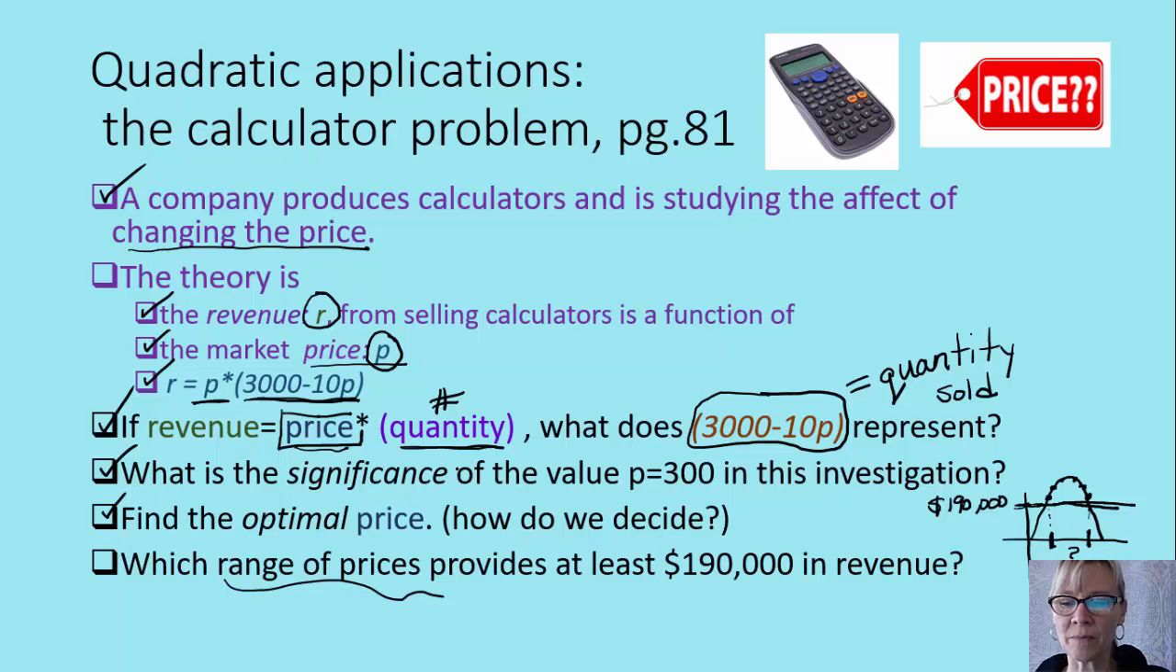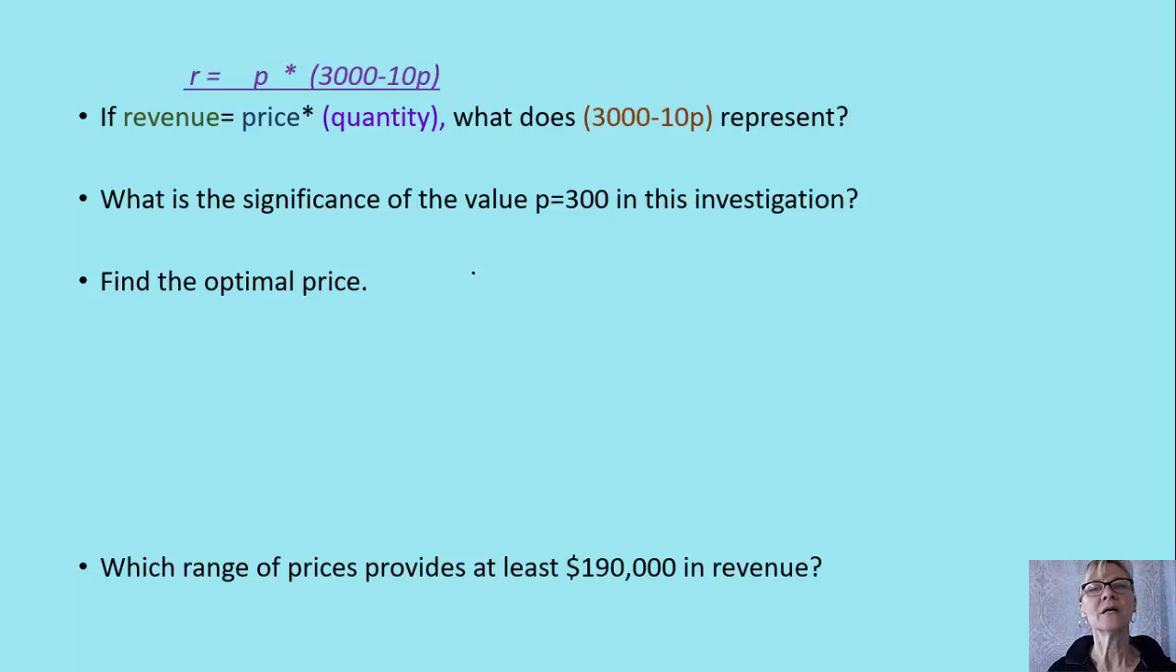Okay, let's look at these in more depth. All right, so we already figured out that if R equals P times that interesting expression in the parentheses, since R is revenue, P is price, and you're supposed to multiply price times quantity to get total revenue, then this is the quantity.